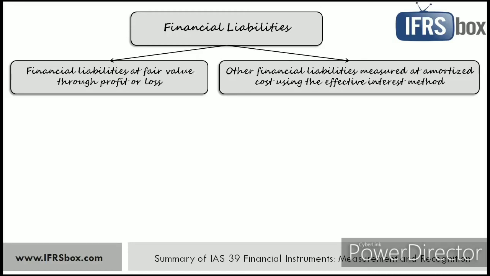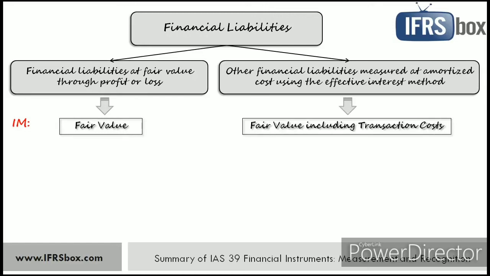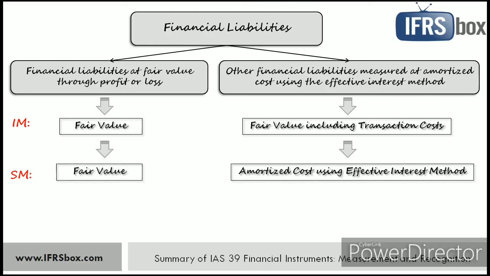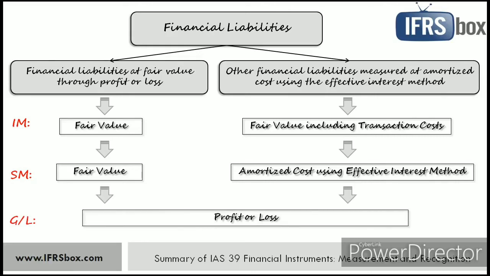Initial measurement of financial liabilities at fair value through profit or loss shall be at fair value, and other financial liabilities shall be measured initially at fair value including transaction costs. With regard to subsequent measurement, financial liabilities at fair value through profit or loss shall be measured at fair value, and other liabilities at amortized cost using the effective interest method. Gains or losses from remeasurement of financial liabilities shall be recognized in profit or loss.